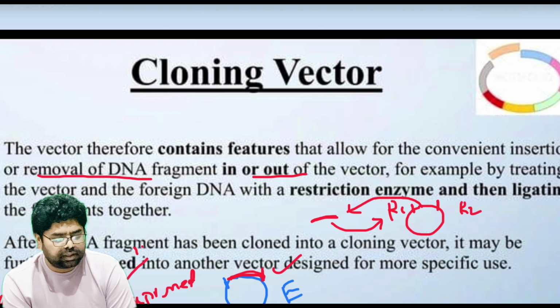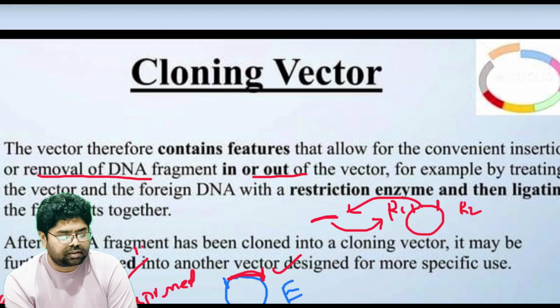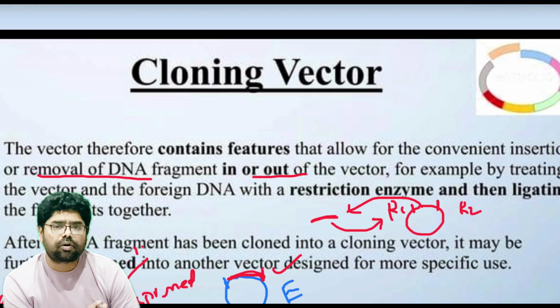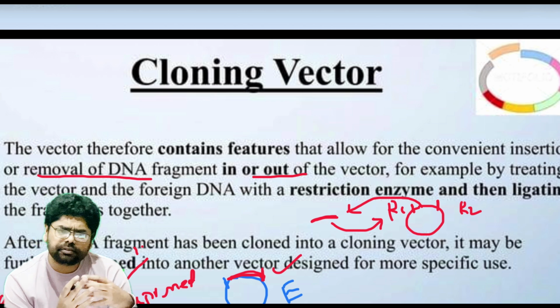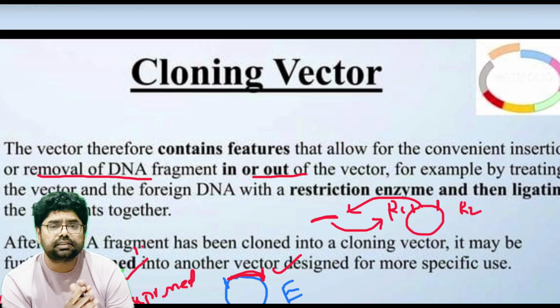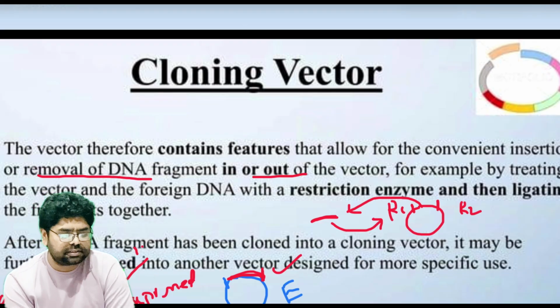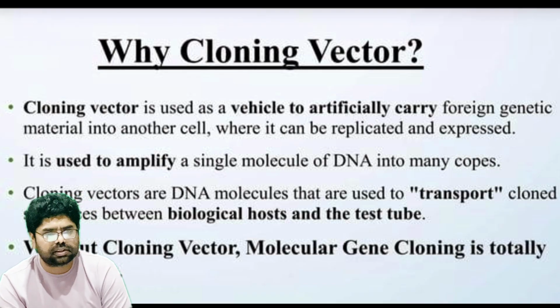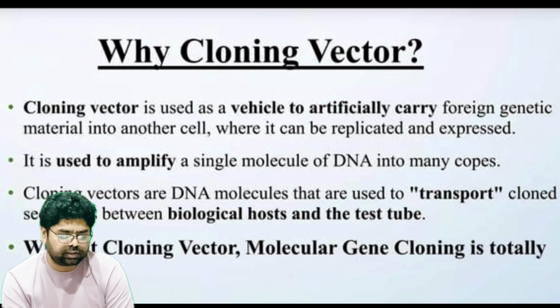So after a DNA fragment has been cloned into a cloning vector, it may be further subcloned into another vector designed for more specific use. Like the example I took, this is a cloning vector only for cloning, so it will only maintain the copies of this chunk of DNA. But if you want to express it, you have to clone it inside another vector, called an expression vector, and this is called subcloning. You are cutting it from one vector and putting it inside another vector.